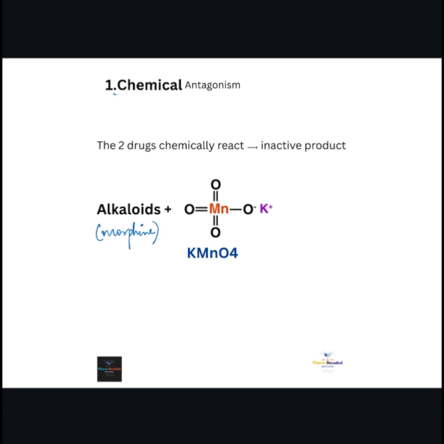Now coming to the chemical antagonism. As the name suggests here, the two drugs chemically react to form an inactive product. So let us see this with an example. Here, potassium permanganate or KMnO4 is used in morphine poisoning, that is alkaloid poisoning. As you can see, potassium permanganate, that is KMnO4, has many oxygen radicals. So this oxygen can actually oxidize the alkaloid like morphine in order to form an inactive product.